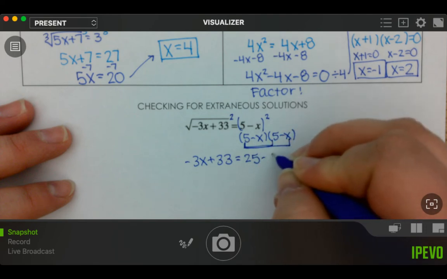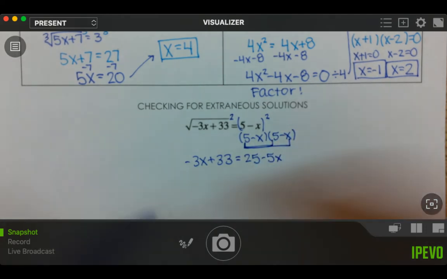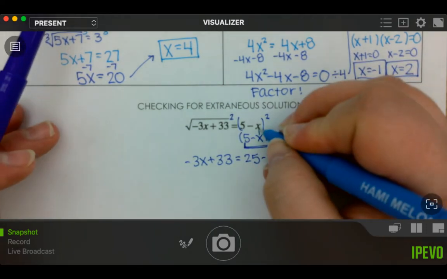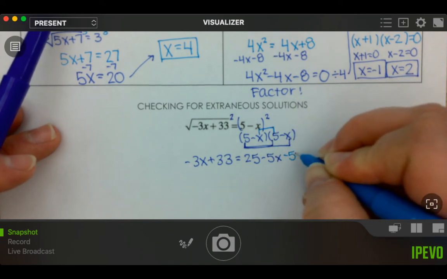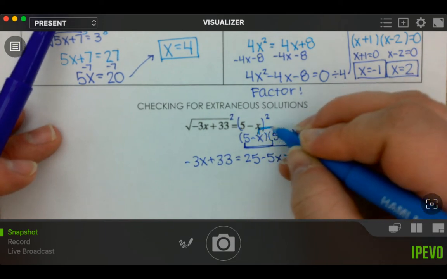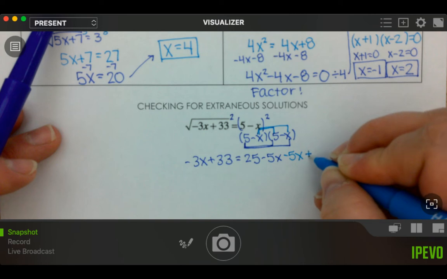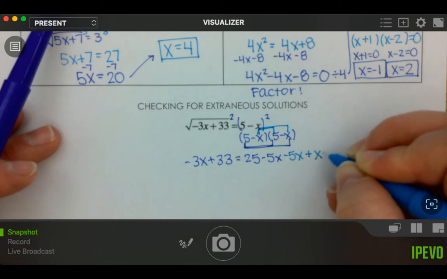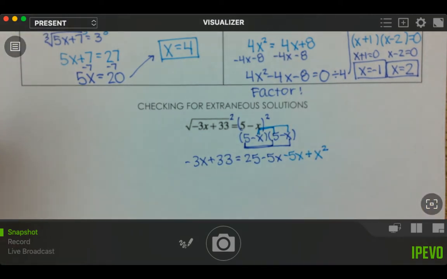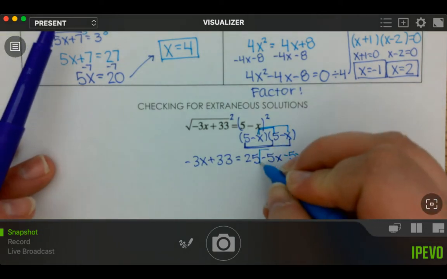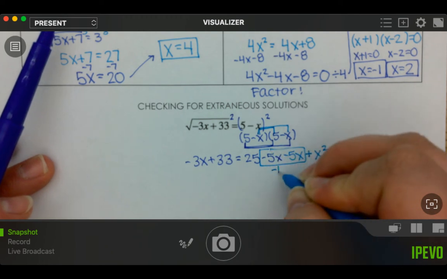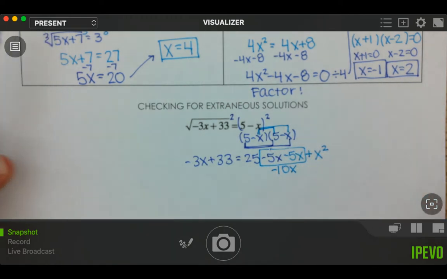5 times negative x is negative 5x. Negative x times 5 is negative 5x. And negative x times negative x is positive, 2 negatives multiply to a positive, x squared. And then I'm going to want to get all of this on the same side. This together right here makes negative 10x. They do not cancel because they're both negative.